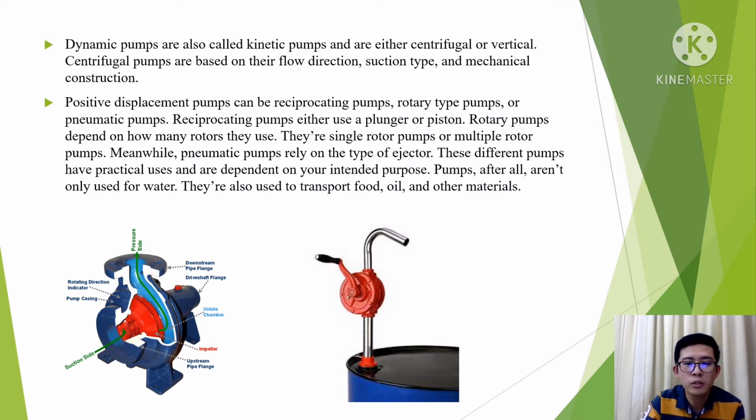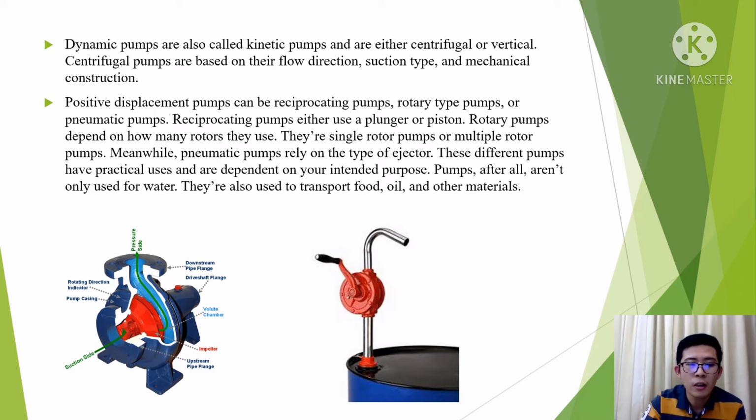Reciprocating pumps either use a plunger or pistons. Rotary pumps depend on how many rotors they use. There are single rotor pumps or multi-rotor pumps. Meanwhile, pneumatic pumps rely on the type of ejector. These different pumps have practical uses and are dependent on your intended purpose.